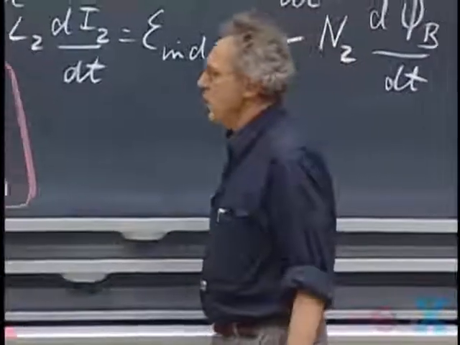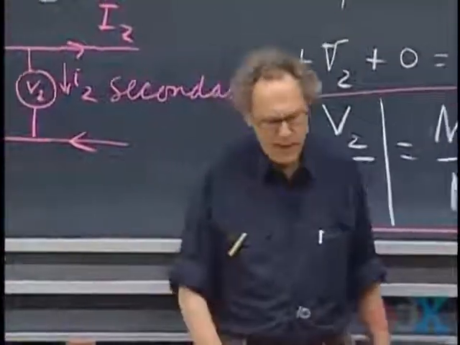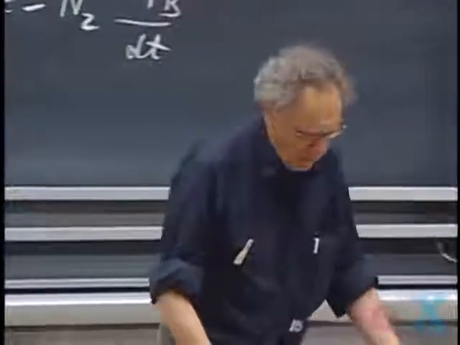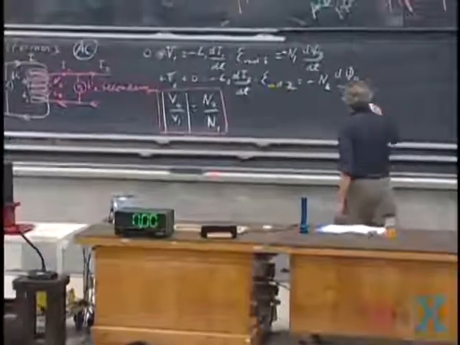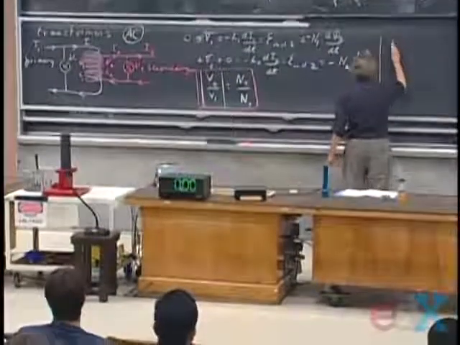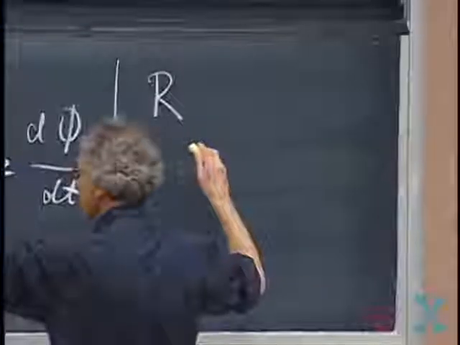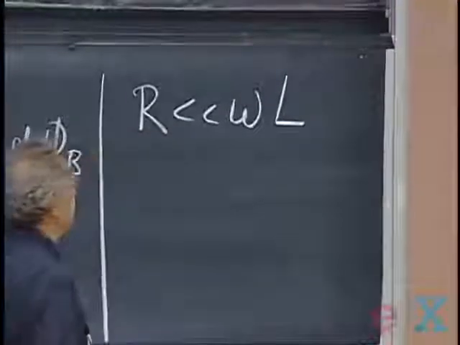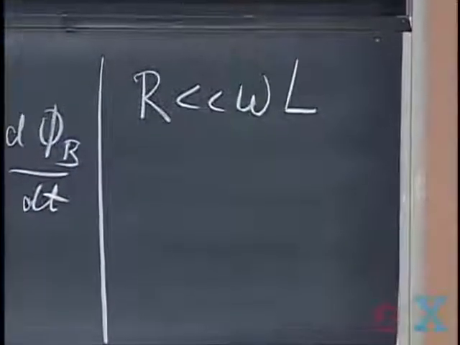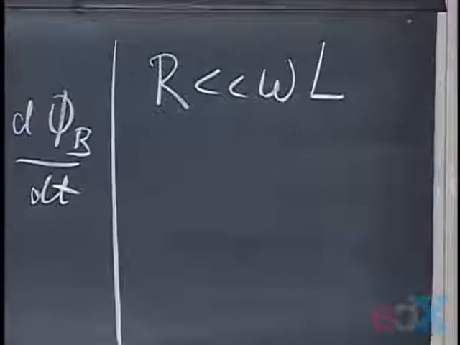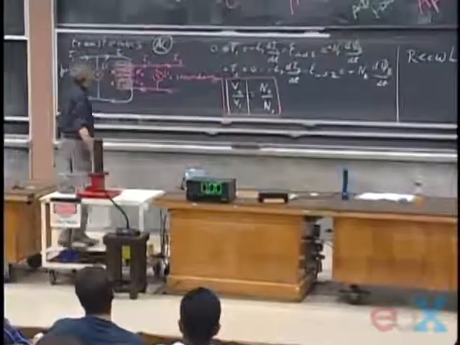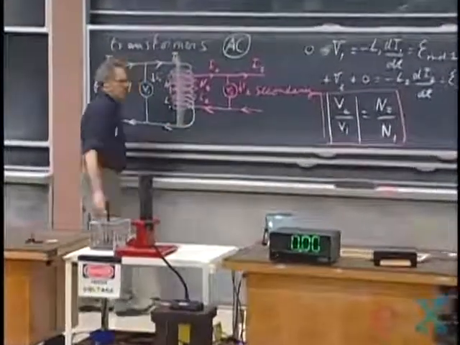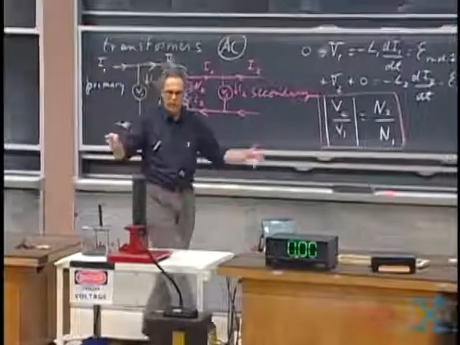To calculate the ratios of the currents I1 and I2 is way more tricky. There are some big ifs. And one big if is that R in the primary and the secondary side is much, much smaller than omega L. That is one if. The second if is that no energy is lost in terms of eddy currents. Very often these two coils are coupled through an iron core, and then you get eddy currents in the iron core, then you lose energy.